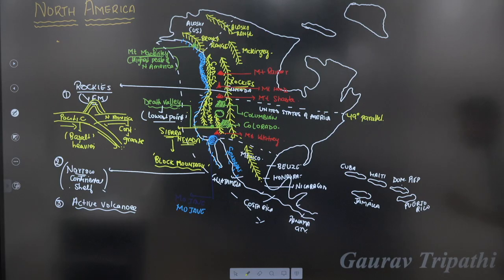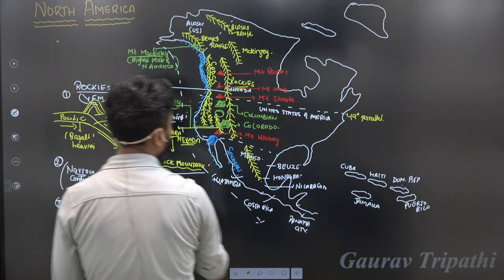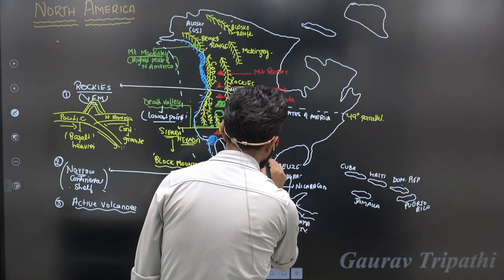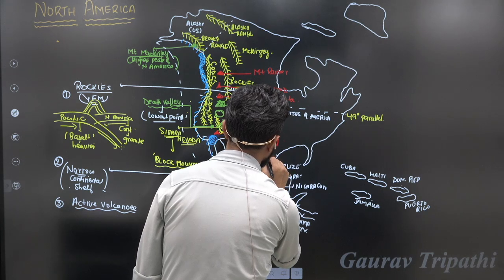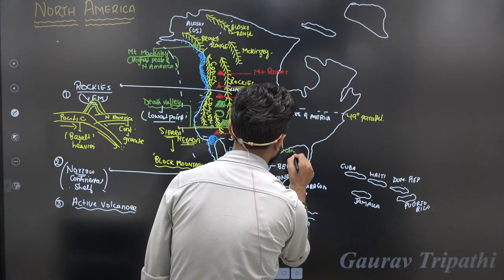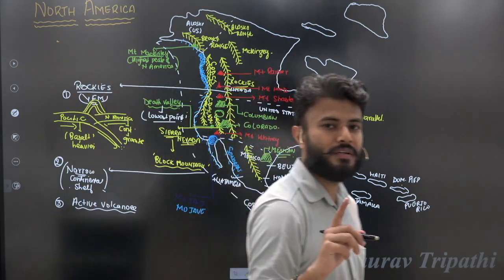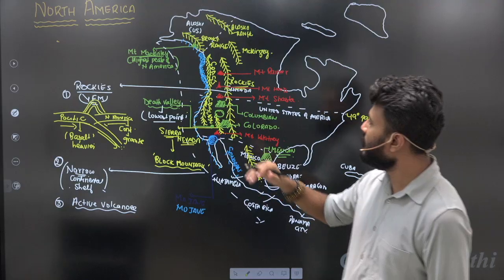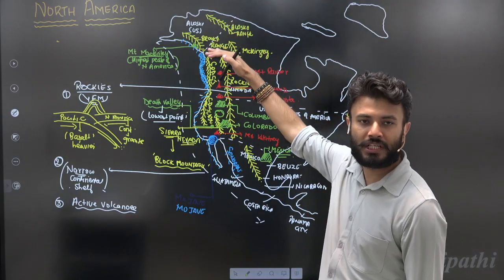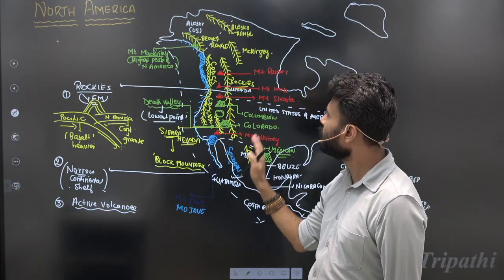And on the east of Sierra Madre, we have another plateau by the name of Mexican Plateau. So this is Mexican Plateau. Fine. Here we have Mexican Plateau. Till now, what have we understood? We have seen all the important ranges, mountain ranges, plateaus and peaks towards the western coast of North America.